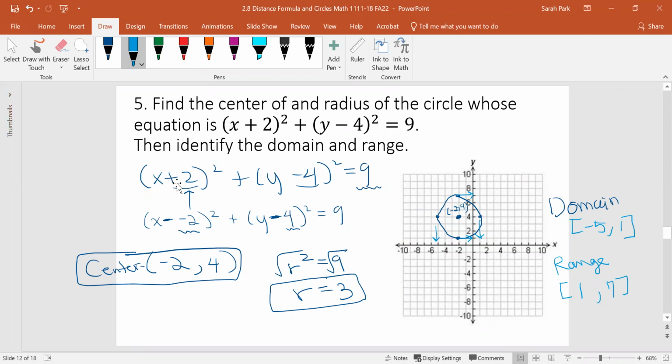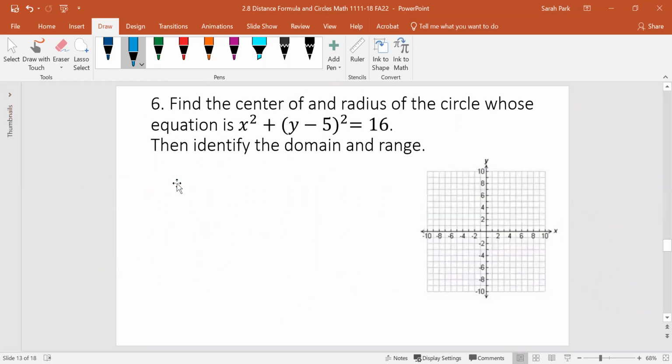Okay, let's try number 6. Finding the center and radius of the circle whose equation is x² + (y − 5)² = 16. Also pause the video and try this one on your own. It's really good practice that you try it out yourself before watching someone else walk you through it. So pause the video at this time and try this one on your own.